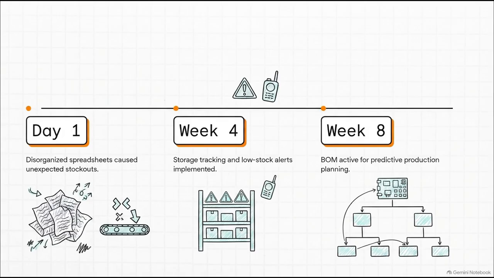And by week 8, they had their full bill of materials loaded into the system, meaning if a specific component ran low, they knew exactly which finished products would be affected. It allowed for incredibly stable, predictive production planning.